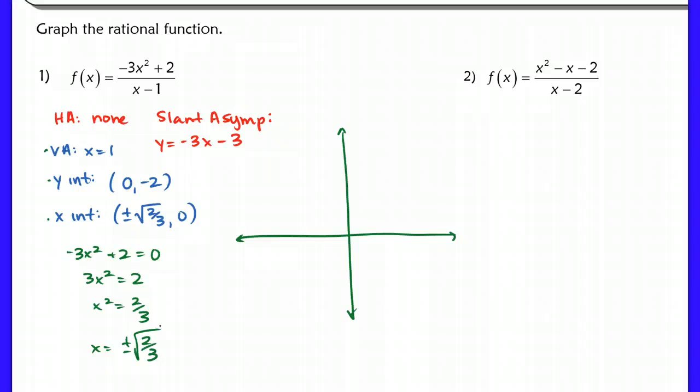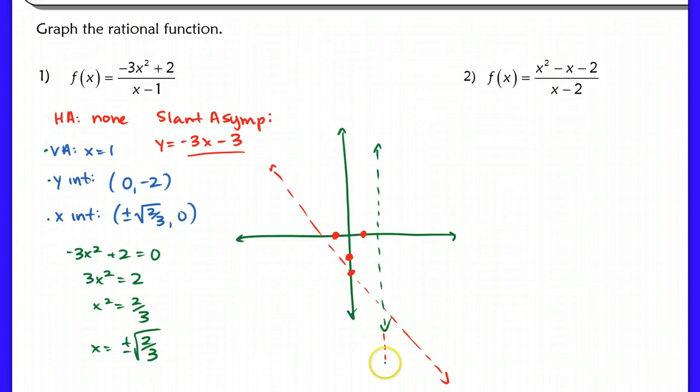Now, I'm just going to graph like normal. The vertical asymptote is at x equals 1. Let's do those in red: we have a y-intercept at negative 2, and two x-intercepts, one at positive root 2 over 3 and one at negative root 2 over 3, so something less than 1. Now that slant asymptote is just a linear equation, so I'm going to go down to negative 3 and graph the slant asymptote here like so. I'm also going to extend that vertical line as well.